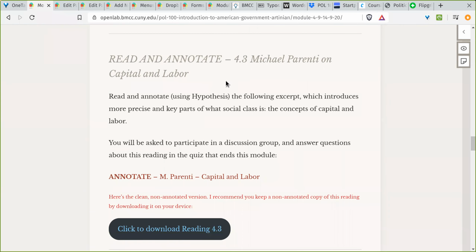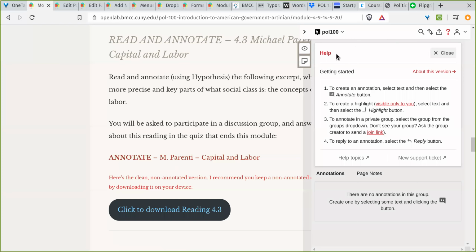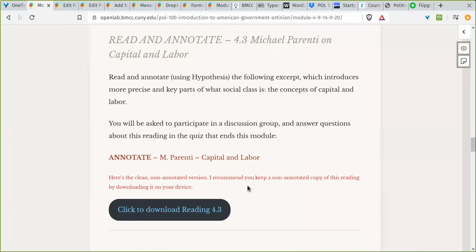So first thing is, let's read and annotate reading 4.3. Again, we'll annotate with Hypothesis. Make sure you're logged in, and make sure you have selected group POL 100 in order to annotate your comments in a way that everybody else in the class will be able to see.